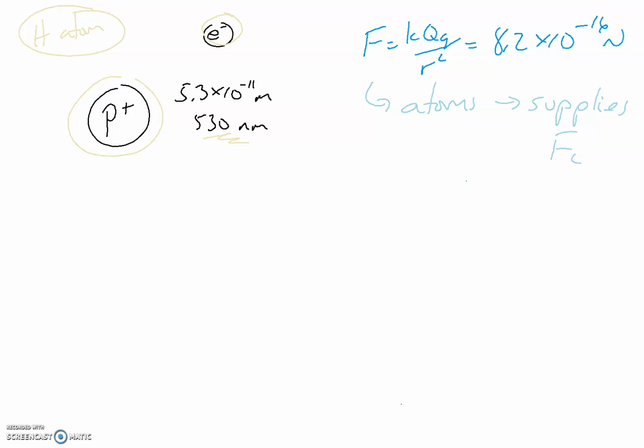Because I can take that 8.2 times 10 to the negative 16, that's my electrical force. That is equal to good old Fc, or mv squared over r, and that would be the mass of the electron, because that's what's actually orbiting around. And then you can calculate how fast it's going. So use this, you've got the radius, you've got the mass of the electron, you can find out how fast the electron is going around.